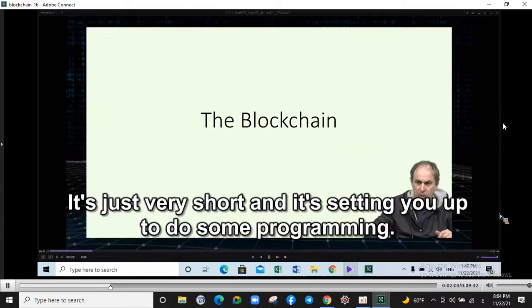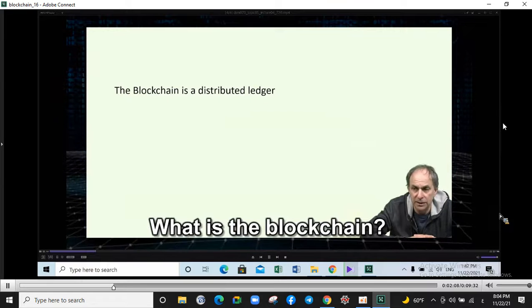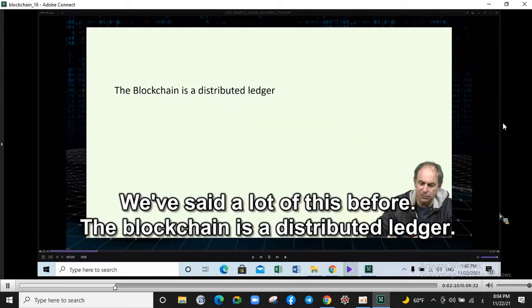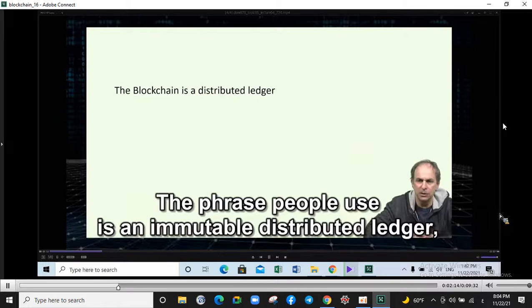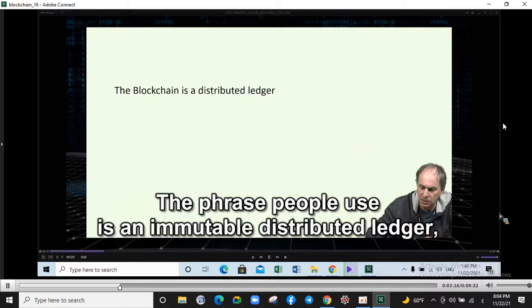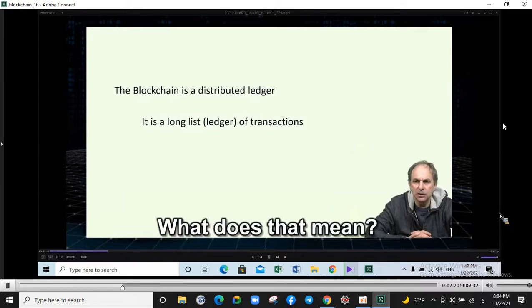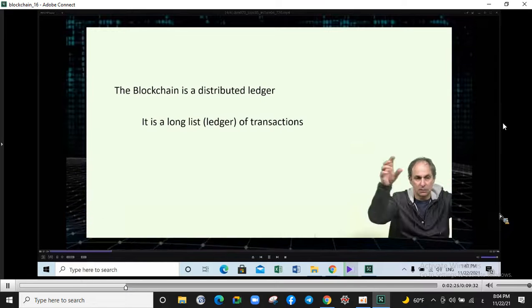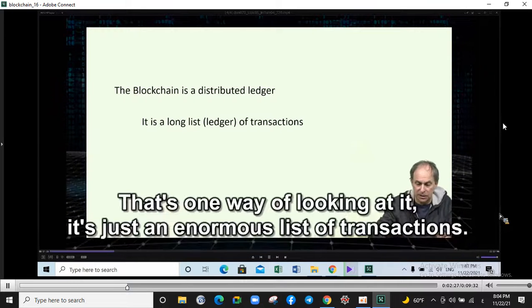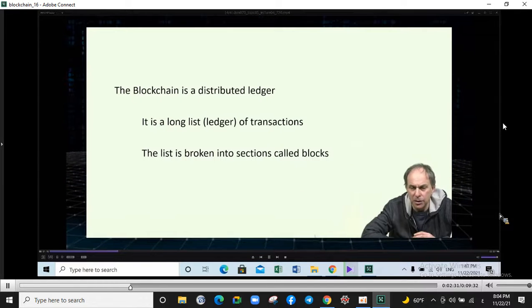Okay, so what is the blockchain? We've said a lot of this before. The blockchain is a distributed ledger. I mean, what the phrase people use is an immutable distributed ledger, and we'll talk about the immutability later in this lecture. Okay, so what does that mean? It's a long list or ledger of transactions. That's one way of looking at it. It's just an enormous list of transactions. But the list is broken into sections called blocks.